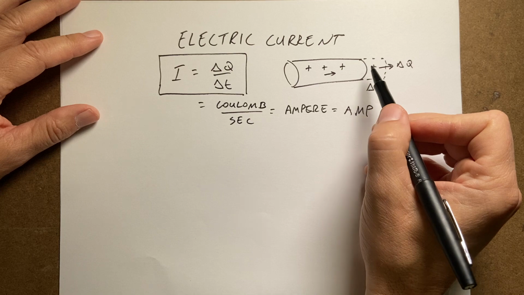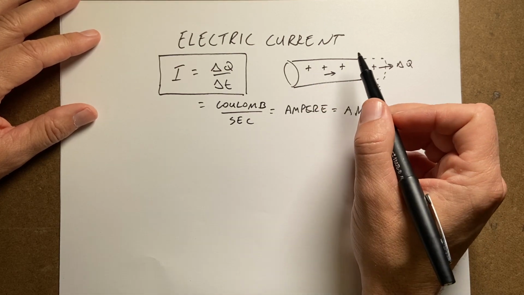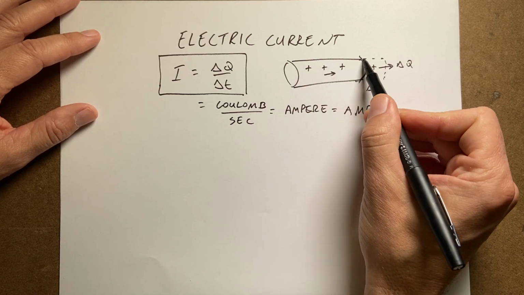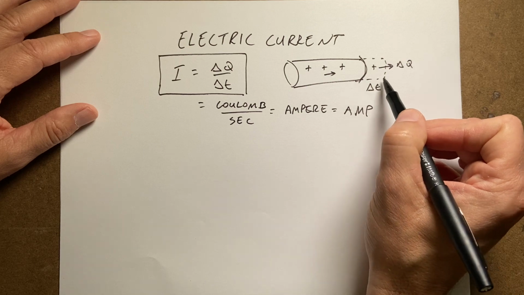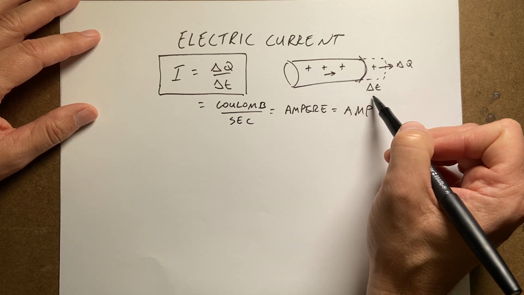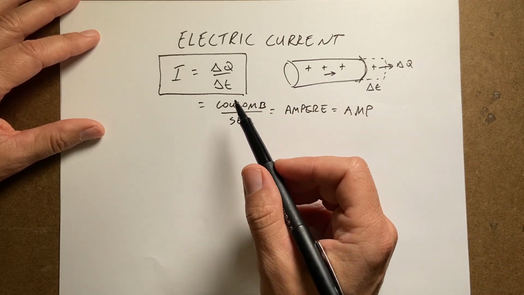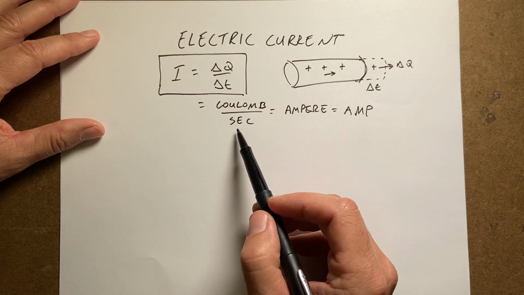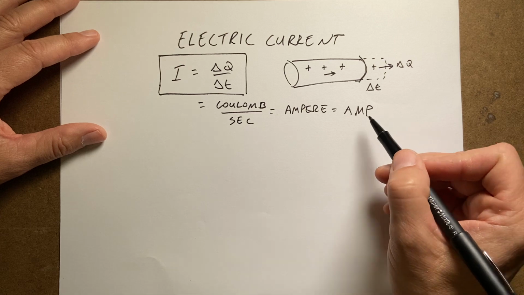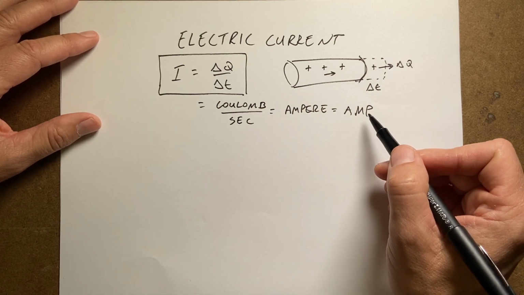So imagine I have some metal, or it could be anything, and I have positive charges in there, they're moving. And if I take the time of some interval delta t and a delta q charge flows past that point in that amount of time, then delta q divided by delta t is the current. So if q is measured in coulombs and t is in seconds, then that's a coulomb per second, which we call an ampere. You can call it an amp. Okay, so 1 amp of current is actually pretty high.